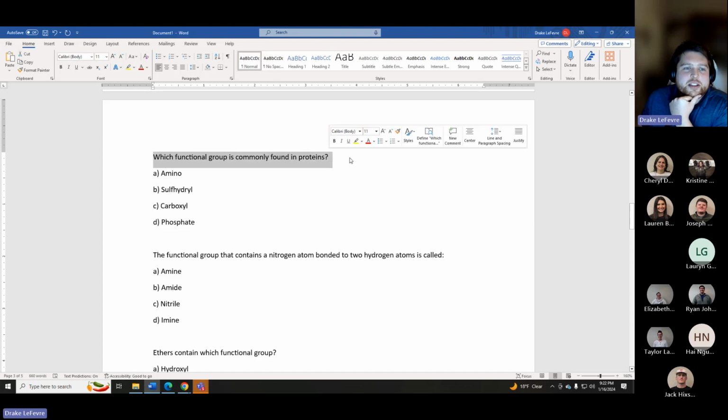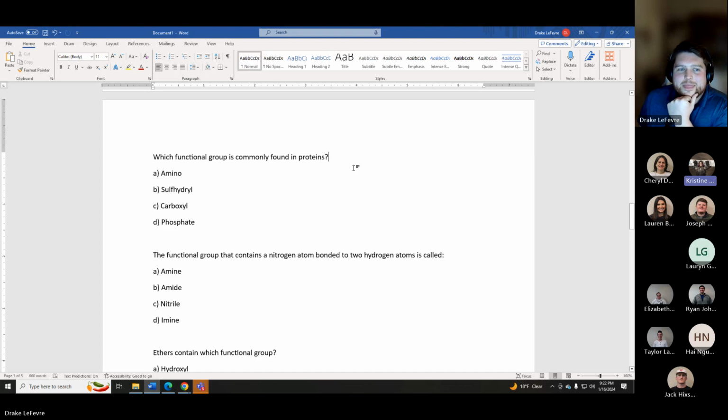Which functional group is commonly found in proteins? Amino. We have a couple. We have our favorite word here, carboxyl. What's our carboxyl makeup? COOH. What's our amino makeup? NH3 or NH2, you'll see both. Technically, NH3 is ammonia.